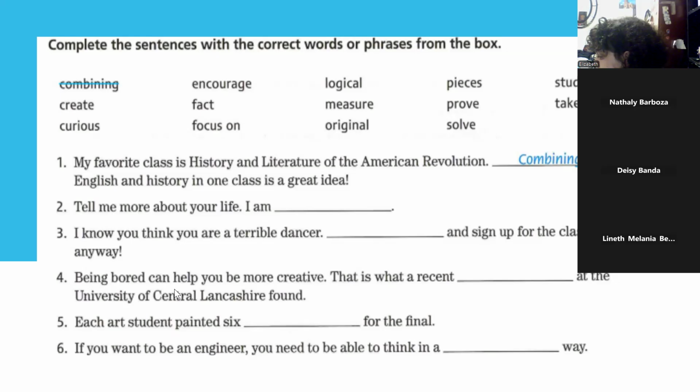4. Being bored can help you be more creative. That is what a recent study at the University of Central Lancashire found. Being bored, it can help you be more creative. El estar aburrido te ayuda a ser más creativo. What is the word?